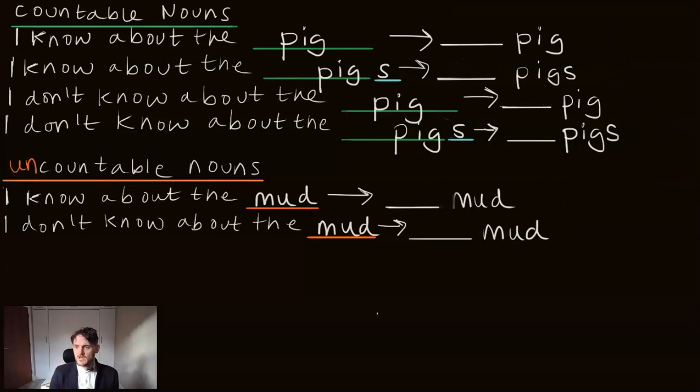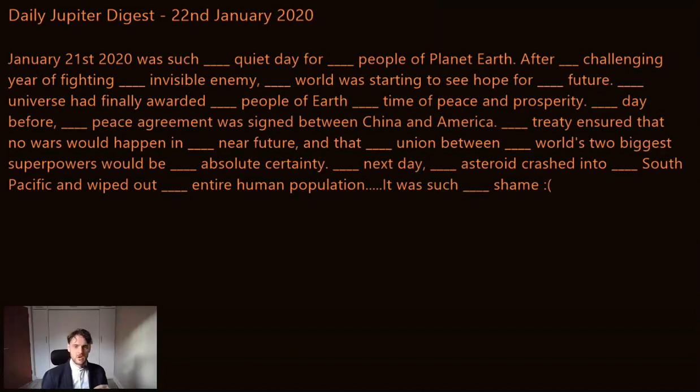Okay, so here is a piece of writing. I want you to look at this piece of writing and put the correct article in the gap. So you can see these gaps here. Okay, I want you to pause the video if you need to, and then we'll go through it together. Okay, ready? 3, 2, 1.